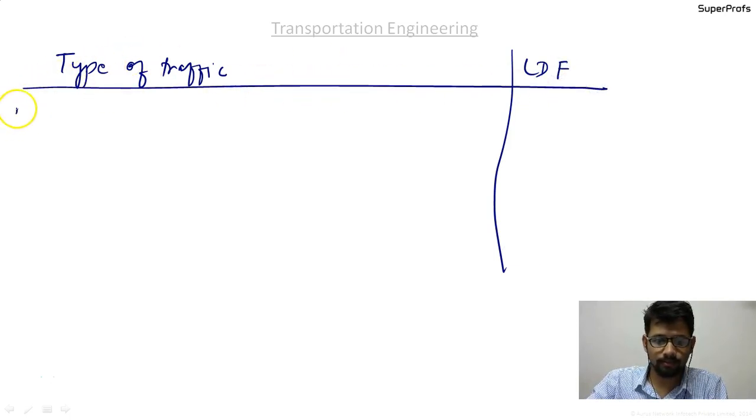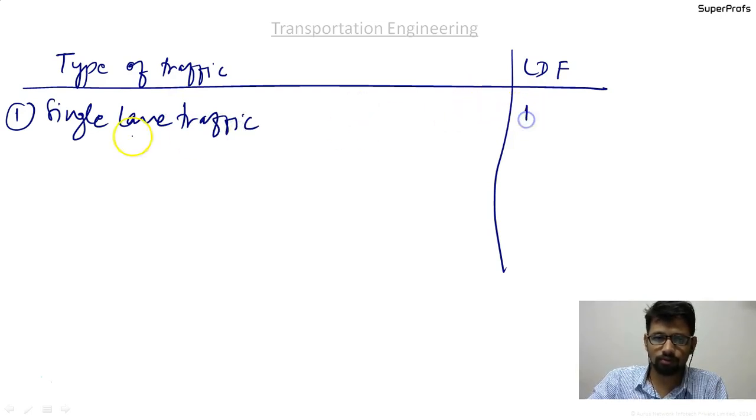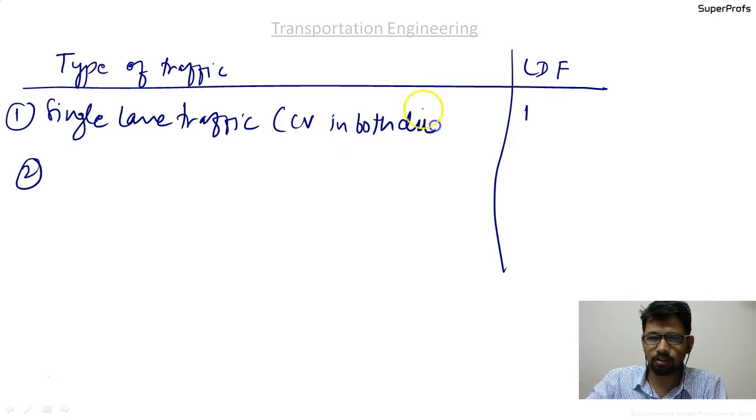Load distribution factor. So for single lane traffic, the load distribution factor is 1. We have already discussed this. Note that commercial vehicles in both the directions should be considered.